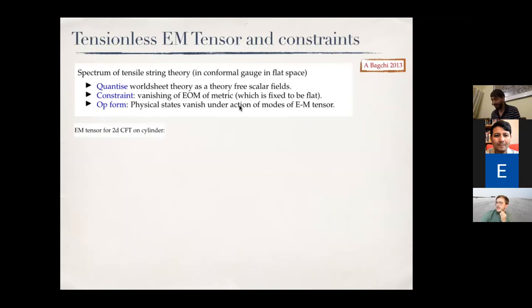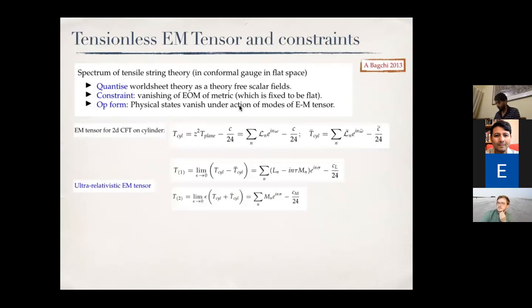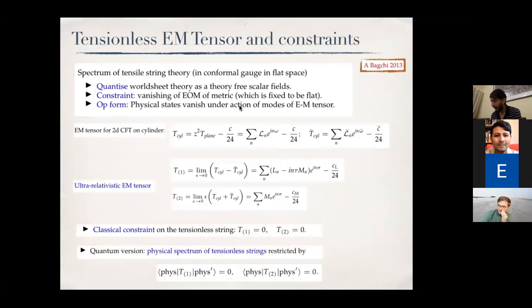Let's just get this down. If you're looking at the energy momentum tensor of the 2D CFT on a cylinder, these are the expressions for it. You can take these ultra relativistic limits, and what I want you to focus on is that the central charges right now are 0. These are the mode expansions of it. You can do it in a more intrinsic way as well. Classically, the constraints on the tensionless string are T1 equal to 0 and T2 equal to 0. I'll work this out and show you. Quantum mechanically, this is going to be the sandwich of T1 and T2 equal to 0.